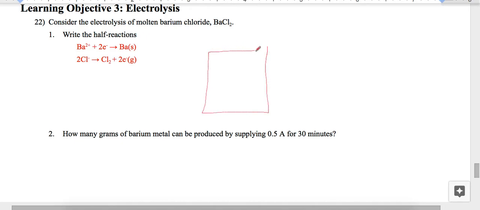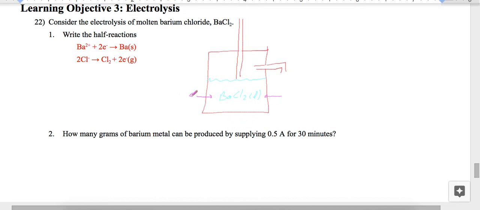I'm just going to use a box, and it has a piece that comes out here, we'll say, and then a piece that comes out here, we'll say, and we end up with then a molten barium chloride here. So this is liquid. And then we end up putting electrodes in here. So we have, we'll say, an electrode here, and we add electricity.